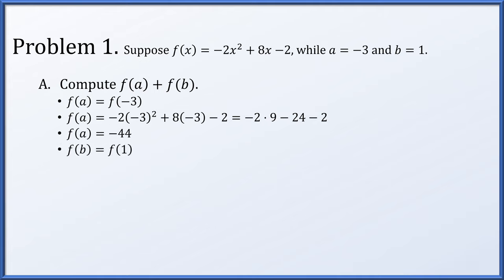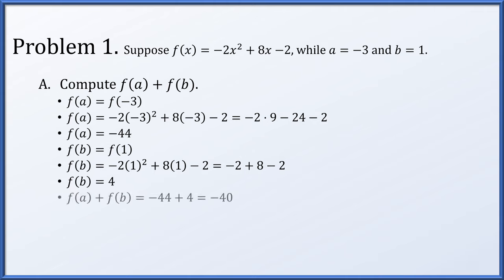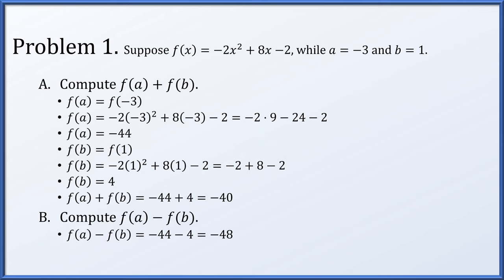f of b, similarly, will be f of 1 because b is equal to 1. We plug 1 into f of x and we get negative 2 times 1 squared plus 8 times 1 minus 2, which simplifies down to 4. So having computed f of a to be negative 44 and f of b to be 4, we say that f of a plus f of b is negative 44 plus 4, which is negative 40. And similarly, f of a minus f of b, well, we've already computed f of a to be negative 44 and f of b to be 4, so the difference is negative 48.